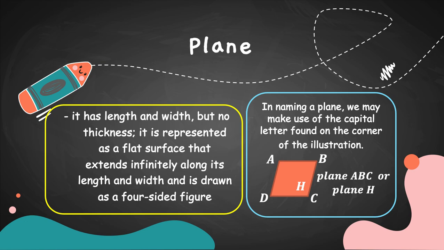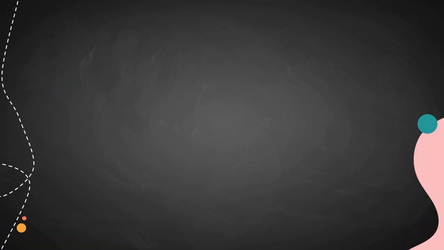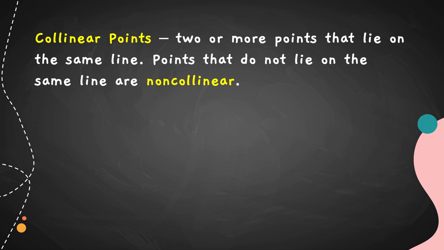Okay, so let us have other terms which are related to the three undefined terms: point, line, and plane. And the first one is what we call collinear points. So collinear points, these are the points that lie on the same line. So if all of the points lie on the same line, we call these points collinear points. But if these points do not lie on the same line, then we call them non-collinear. Example, look at the figure. So as you can see here, we have two lines, line MS and line MA. And as you can see, there are points. So we have points A, M, B, S.